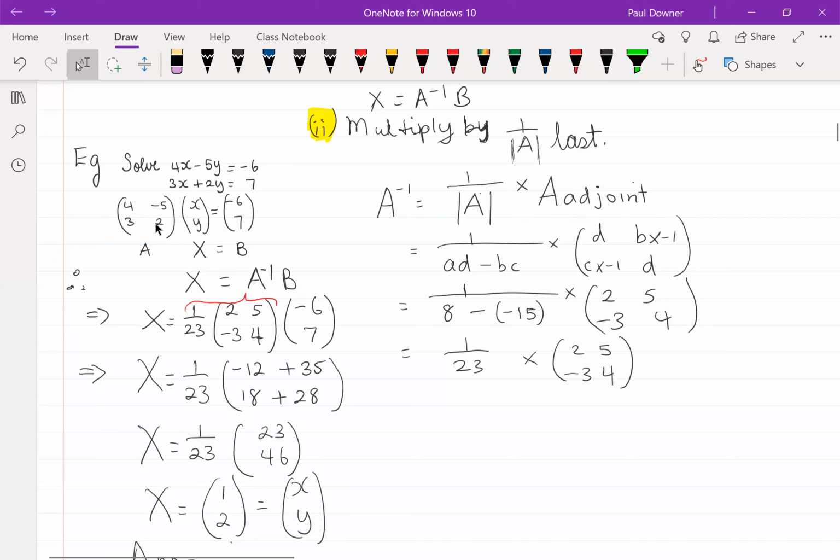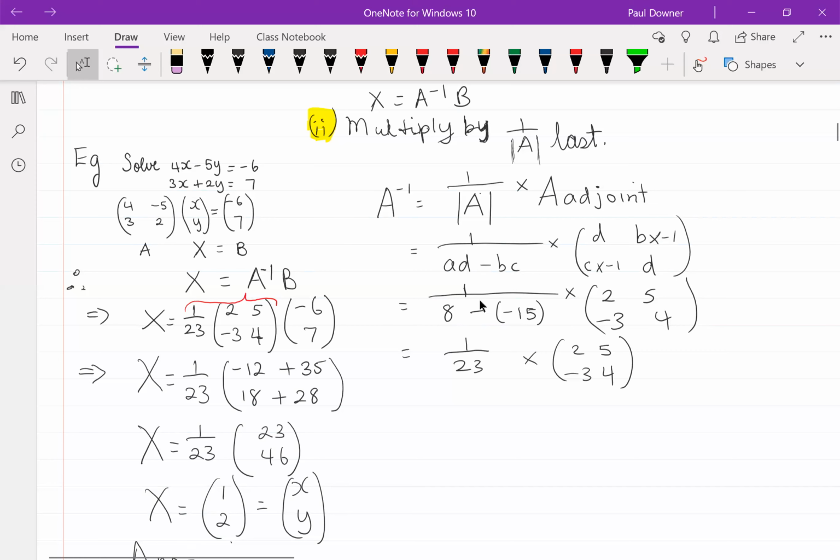This is A and this is D. So AD will be 4 times 2, which is going to give me 8, minus BC. This is B and this is C. So we're going to minus B times C. This is minus 5 times 3, which is minus 15. So we're going to minus 15.